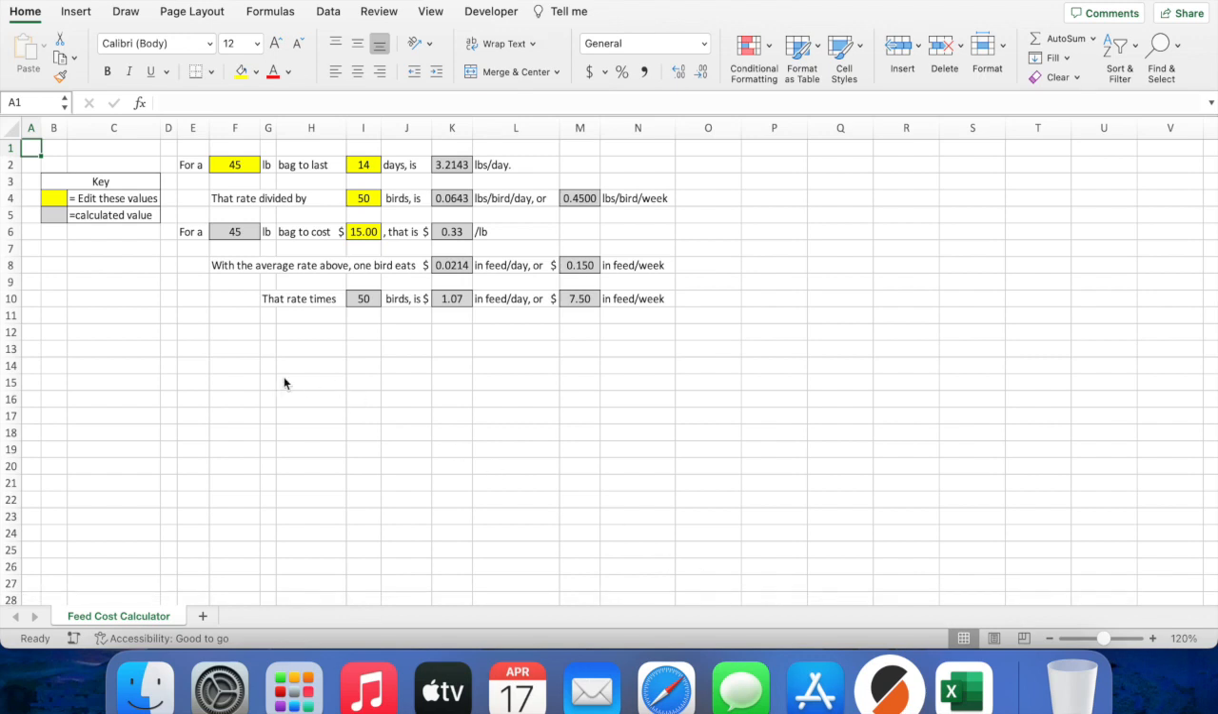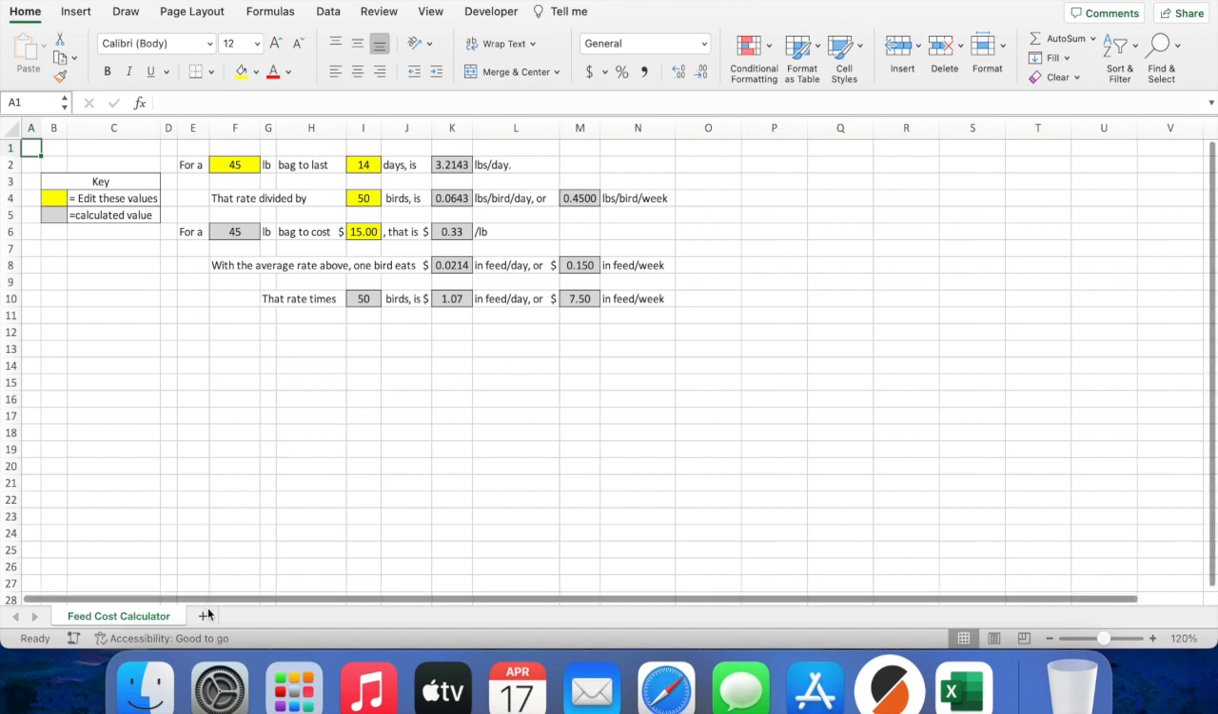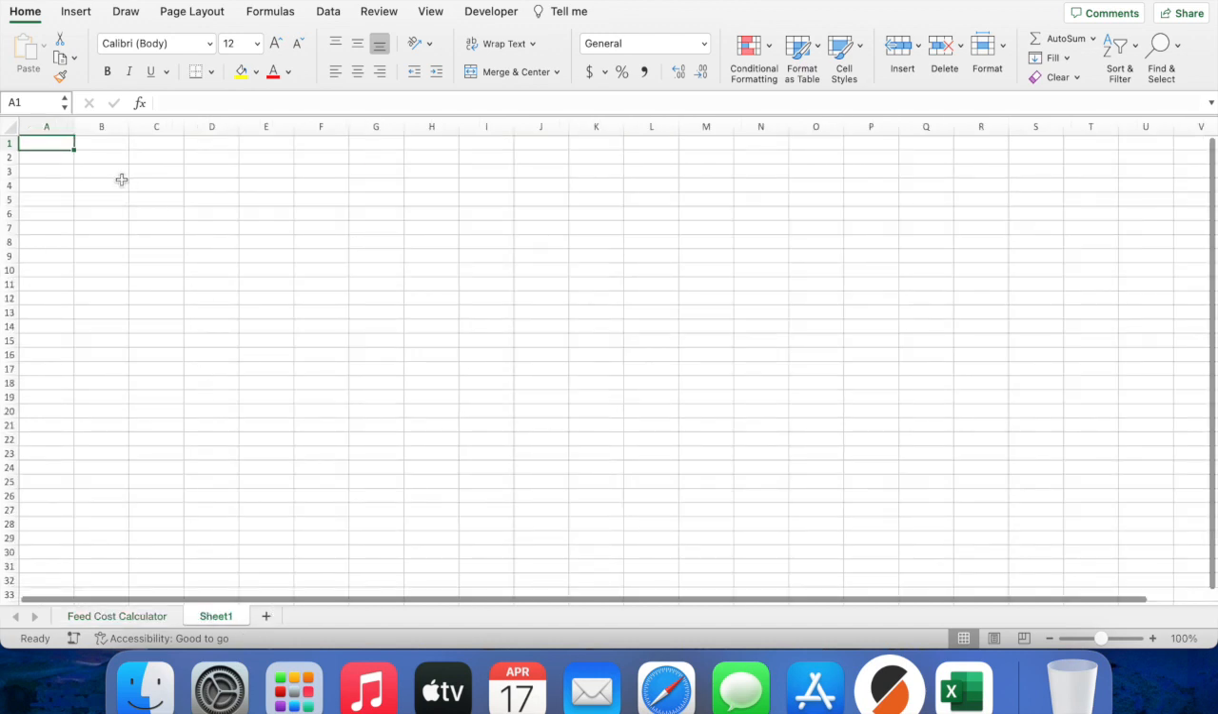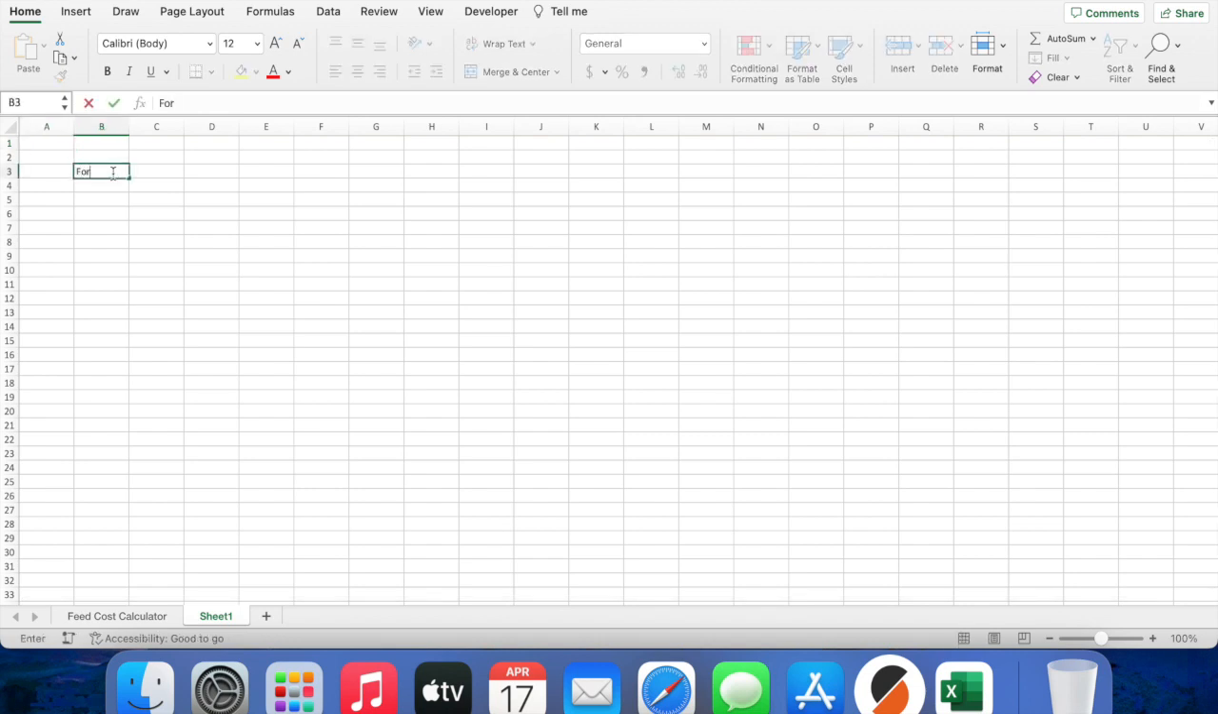Alright everybody, I was just going to show how I made my feed calculator spreadsheet that I posted out in Katernick's Corner. So I'm going to make a new sheet here. We're going to start with the same as the other.